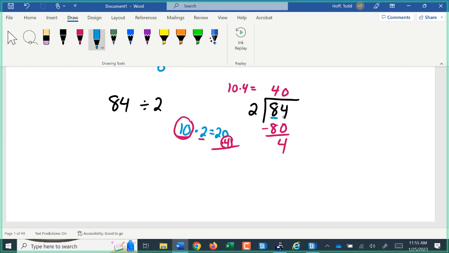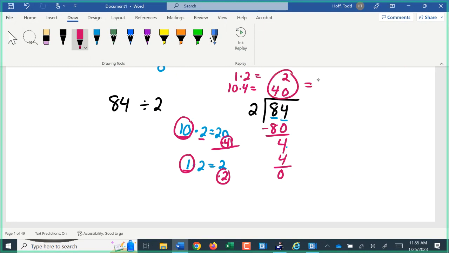Well, now I'm down to the next place value, the 1s. 1 times 2 is just 2. I can take that out of what's left twice. 2 times 2 would be 4, leaving me with nothing. So up here again, I took a bundle of 1 2, and I did it twice. 1 times 2 is 2. 40 plus 2 is 42. 84 divided by 2 is 42.